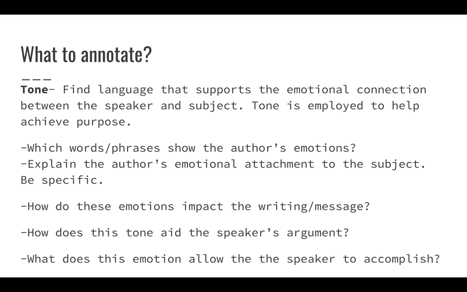To annotate for tone, we have to identify particular words or phrases that show the author's emotions, and that's going to help us explain the author's emotional attachment to the subject in a more specific way. Things to consider would be how those emotions impact the writing or the message itself, how it adds to the speaker's argument. Does it help them communicate what they're trying to get across? What does it allow them to accomplish?